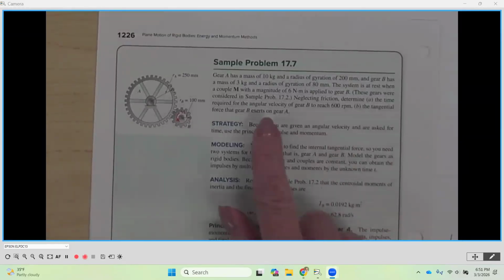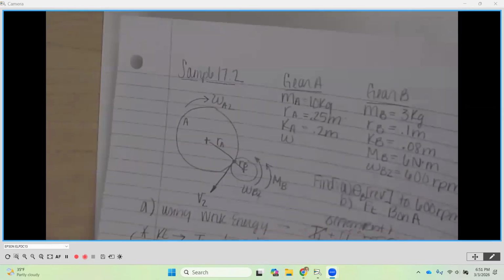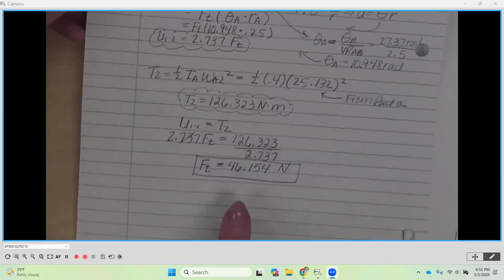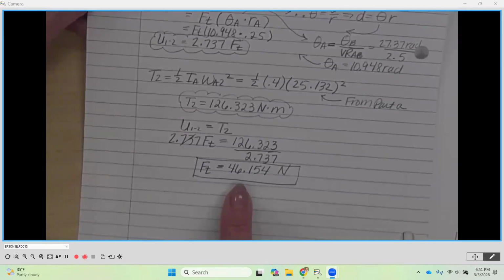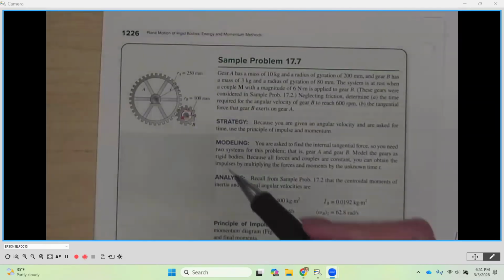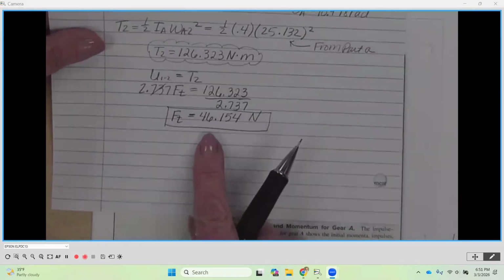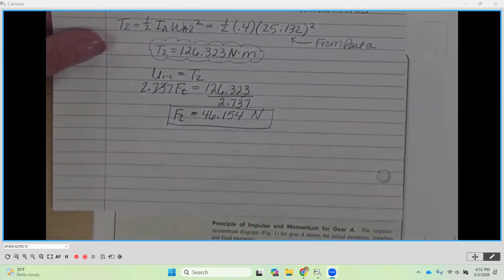Okay. Now, these gears were actually a sample problem we did back in module 3, so the setup might look familiar. And actually, back there, the final answer that we wanted to solve was the force that B put on A, the actual force that was generated between the teeth. Okay, and we got 46.154 newtons. That's actually going to be part of the problem that we're going to be solving today.